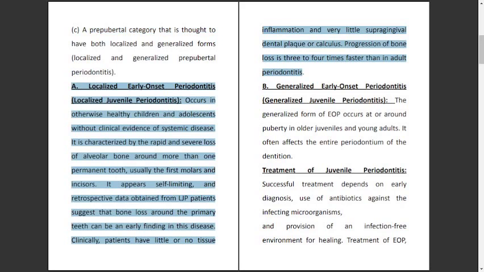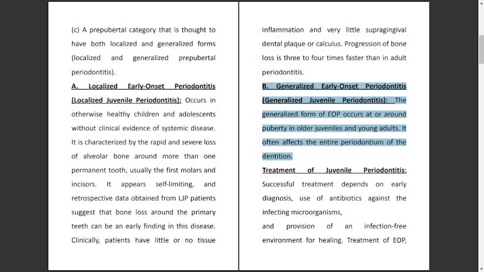Localized juvenile periodontitis occurs in otherwise healthy children and adolescents without clinical evidence of systemic disease. It is characterized by the rapid and severe loss of alveolar bone around more than one permanent tooth, usually the first molars and incisors. It appears self-limiting, and retrospective data obtained from LJP patients suggest that bone loss around the primary teeth can be an early finding in this disease. Clinically, patients have little or no tissue inflammation and very little supragingival dental plaque or calculus. Progression of bone loss is 3 to 4 times faster than in adult periodontitis.